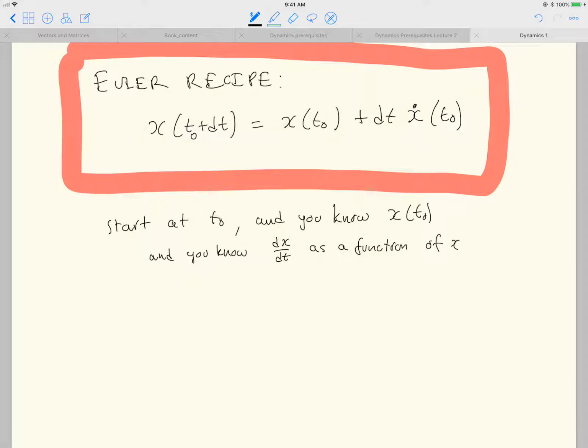And once you know x of t naught plus dt, then you can iterate. You can do it again. That'll give you the guess for x of t naught plus 2 times dt, 2 time steps forward. And once you know that one, you can iterate again, and you're going to have a guess for 3 time steps forward. And you can just keep going. And doing that process, iterating this recipe, is what's known as numerical integration.